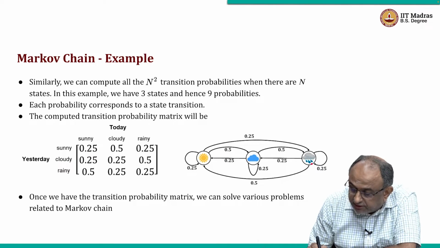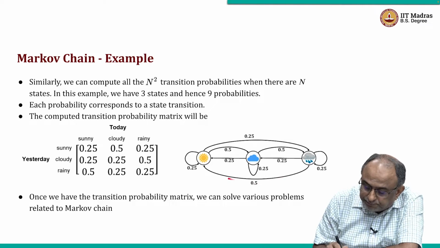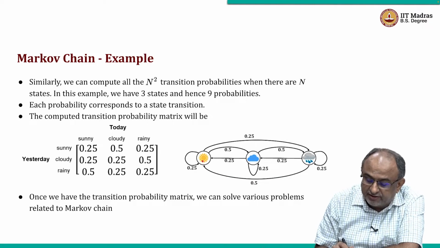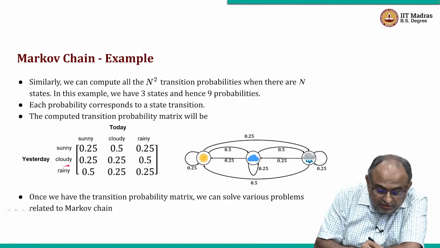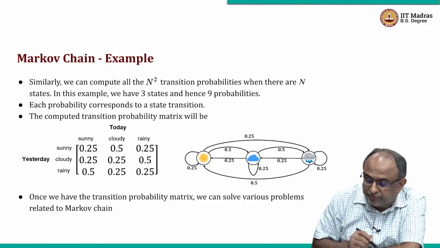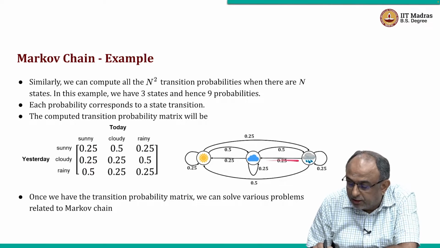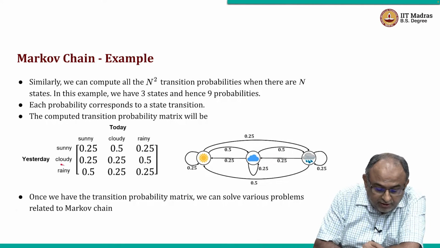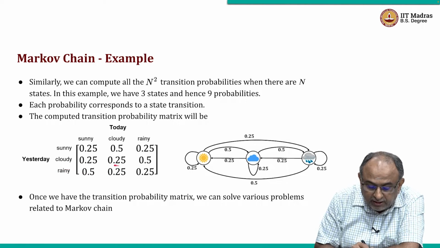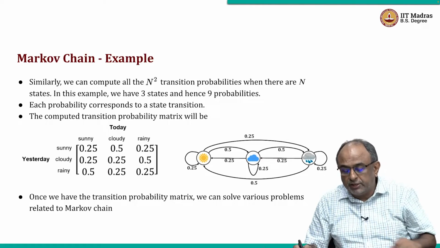Or given that it is rainy, the probability the next day will be sunny is 0.5. See, it is going in this direction. So, given it is rainy, the probability it is going to be sunny is 0.5. Or if I want to talk about rainy to cloudy, given it is rainy, the probability the next day will be cloudy is 0.25.